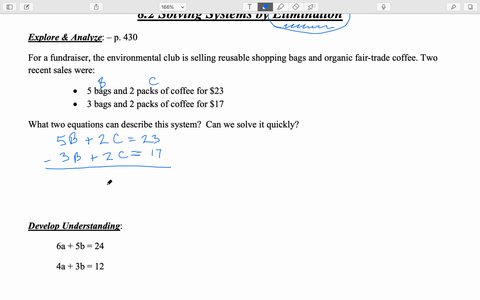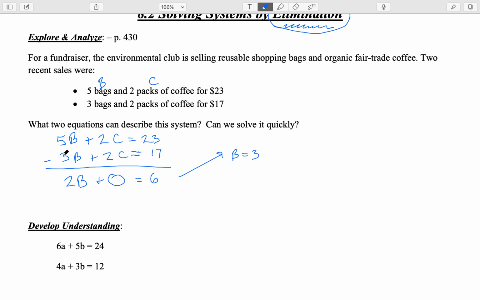2c minus 2c, there are no c's. This is 0. What's 23 minus 17? Well, that's 6. And what's 5 b's take away 3 b's? Well, that's 2 b's. So in other words, 2 b's plus 0. I don't need to say the plus 0. 2 b's is equal to 6. That means b is equal to 3.